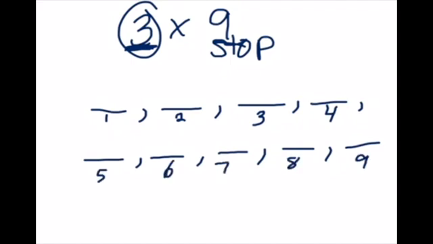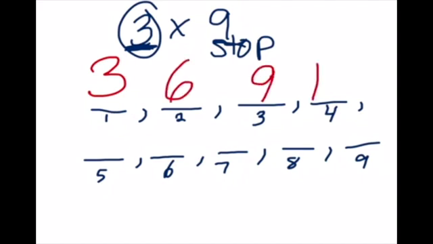Stopping at the 9th number and counting by 3s. If I count by 3s, where do I start? 3. This is a lot like that counting by 3s game, if you remember back to when we did that. 3, 6, 9, 12, 15, 18.